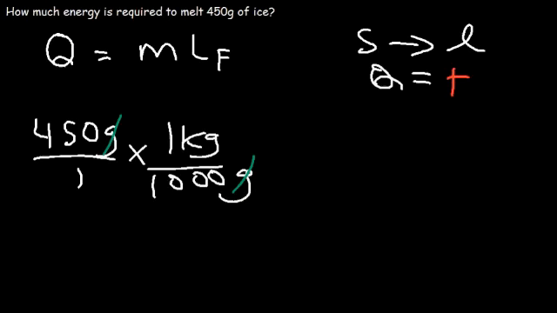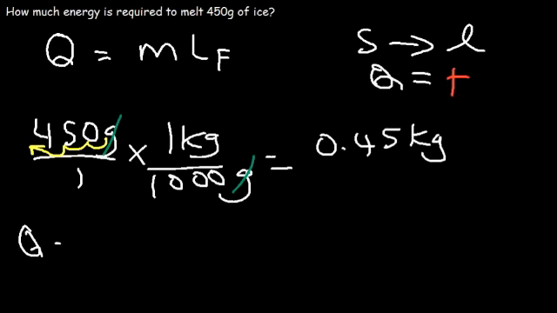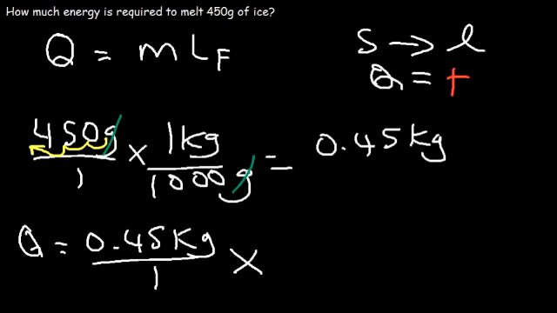So 450 divided by 1,000 is the same as moving the decimal point 3 units to the left. So this is 0.45 kilograms. So now let's use the equation. Q is equal to the mass times the latent heat of fusion, which is 3.33 times 10 to the 5 joules per kilogram.